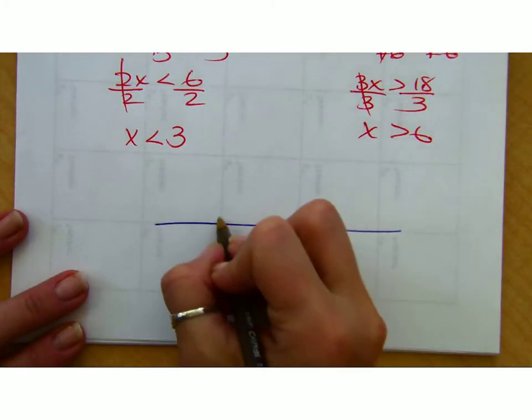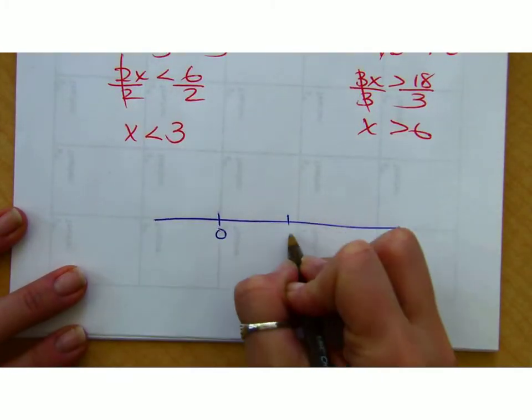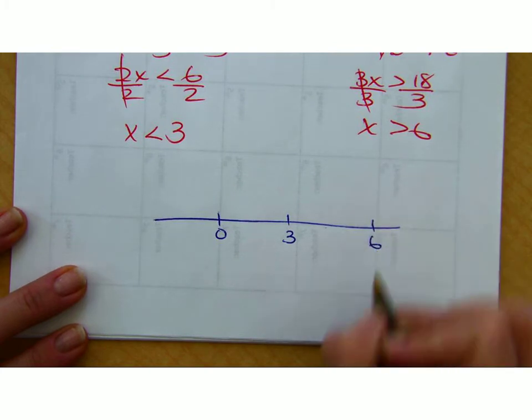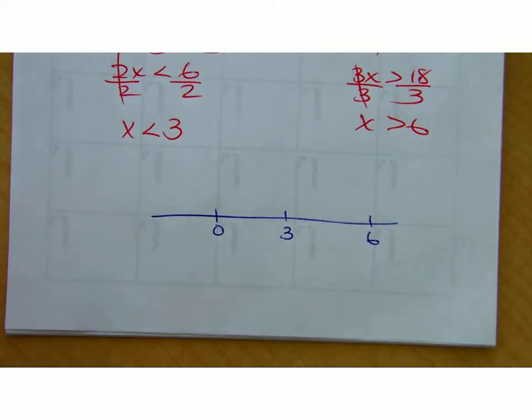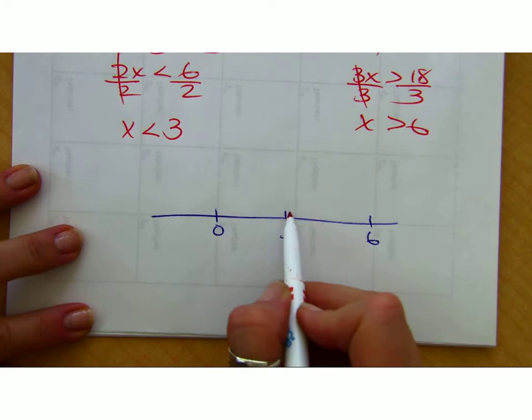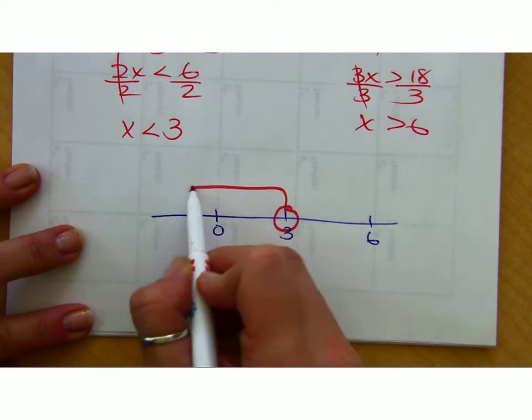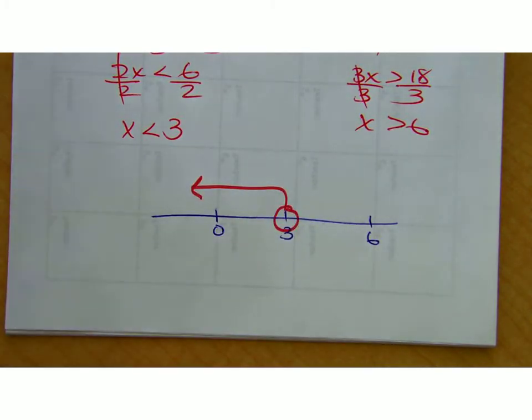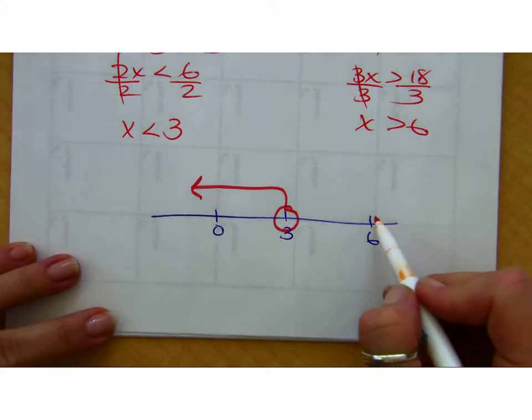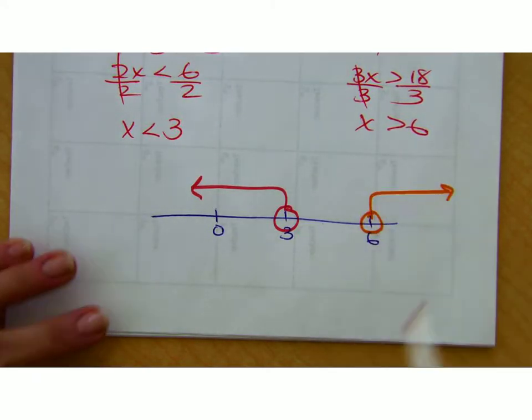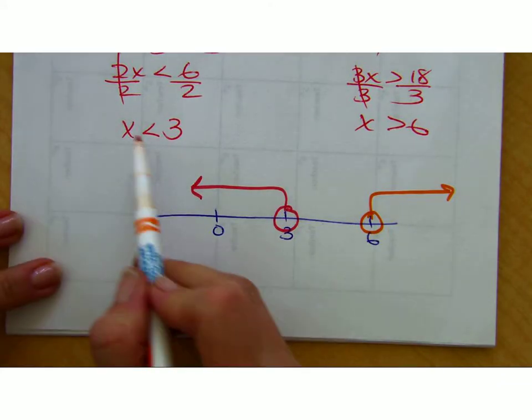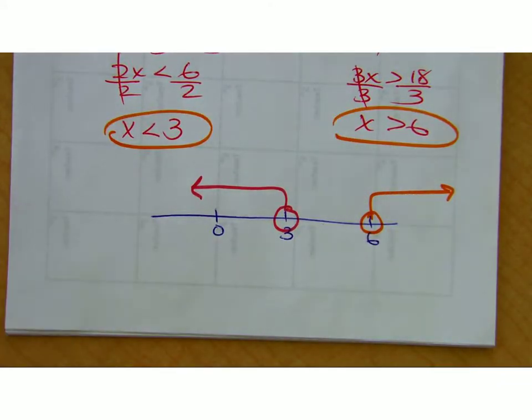Okay, so here's 0, here's 3, here's 6. Where, I'll go with 2 again. Where are all the numbers on this number line less than 3? This way. Where are all the numbers on this number line greater than 6? This way. So while this is an acceptable answer, can you think of a snazzier way to say it? If you want those 4s on your test, show me that you can interpret this graph.